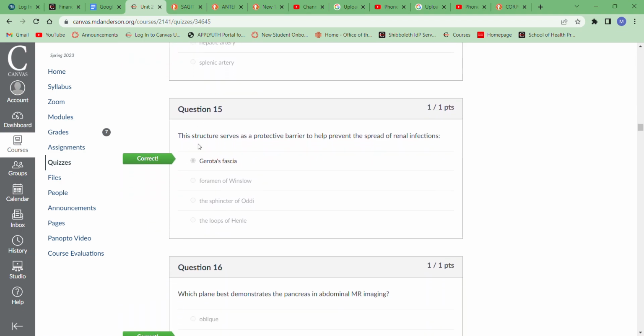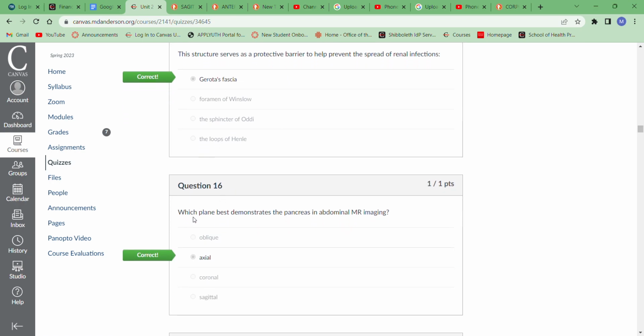And number 15, the structure that serves as a protective barrier to help prevent the spread of renal infections. Gerota's fascia. So this is a wrapping. Just think of it as a wrapping. Just like when you buy candy at the store, it's got a wrapping on it, and that's to prevent germs, okay? And germs cause infections. So if you can remember that the kidneys are covered with Gerota's fascia, then you will know that answer.